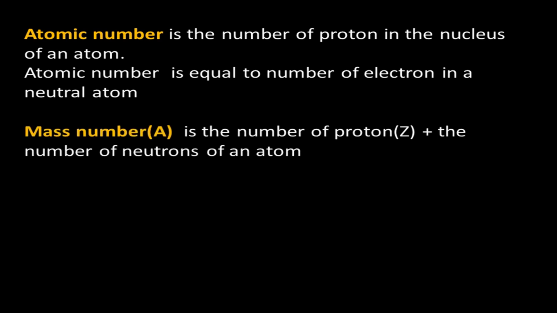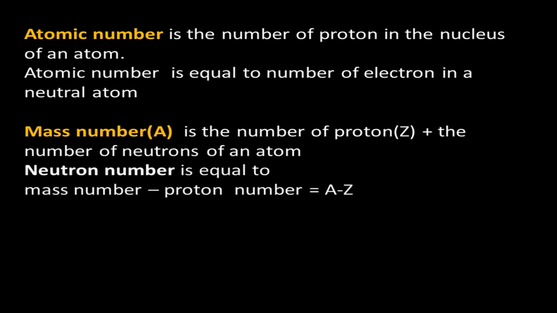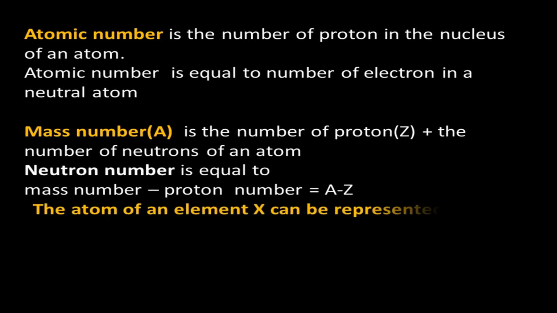Mass number is the number of protons plus the number of neutrons of an atom. Mass number is defined as the sum of the number of protons and number of neutrons of an atom, and mass number is also known as nucleon. The neutron number is equal to mass number minus proton number. The atom of an element S can be represented as this, where A, the superscript, is the atomic mass or the mass number, and Z is the atomic number.